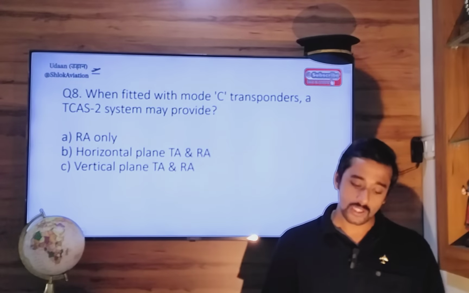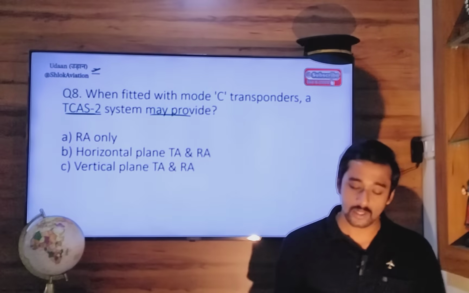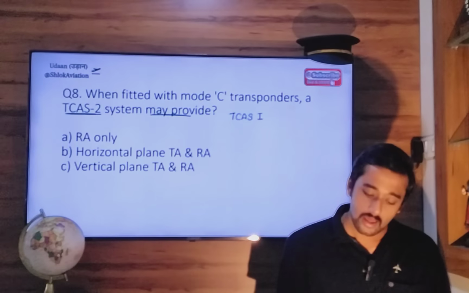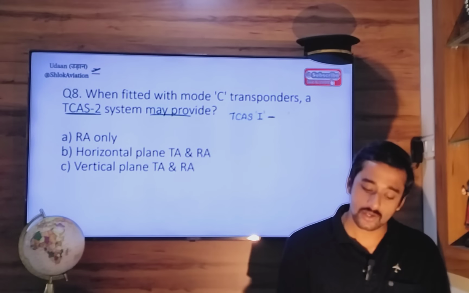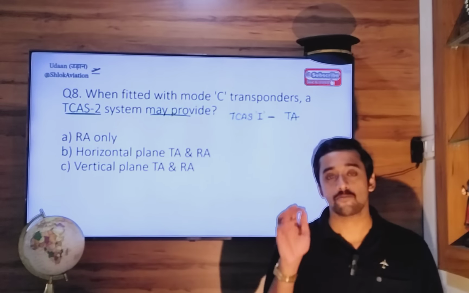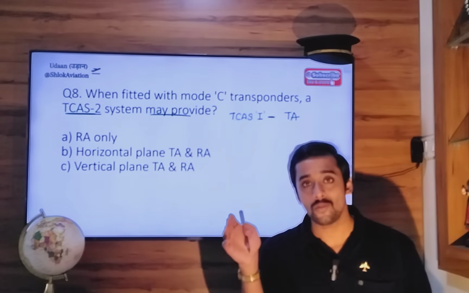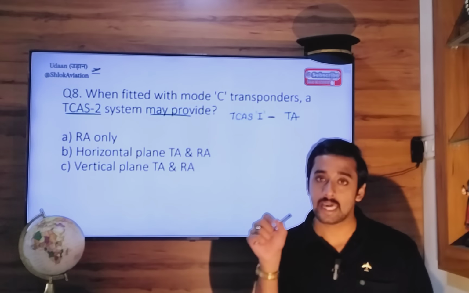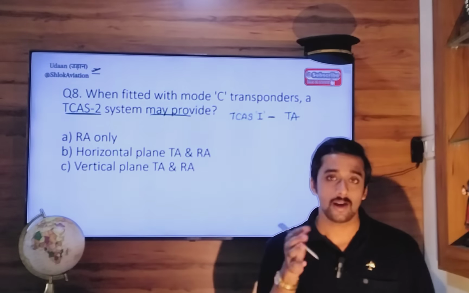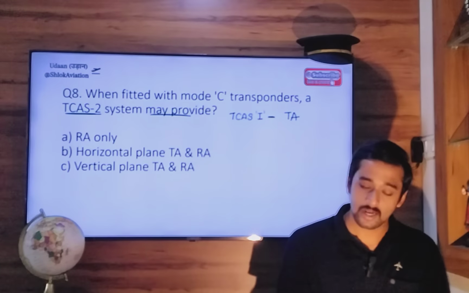When fitted with Mode C transponders, a TCAS-2 system may provide what? So there are two types of TCAS. One is the old TCAS called TCAS-1, and it can only generate traffic advisories. It can just tell you the position of the traffic around you, the distance it is away from you and the relative bearing of that aircraft with respect to your aircraft, whether it is to your right hand side, left hand side, or directly in front of you. So just a traffic advisory.